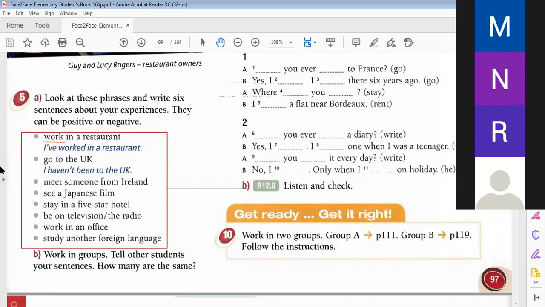I haven't worked in an office. Good. I haven't worked in an office. Yes. I have seen a Japanese film. I've seen a Japanese film.